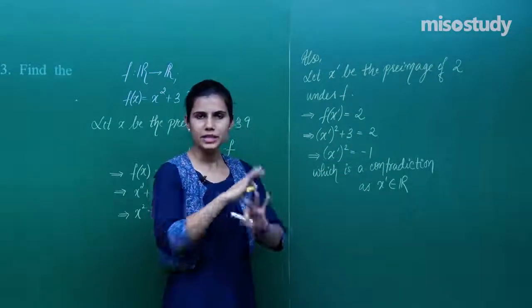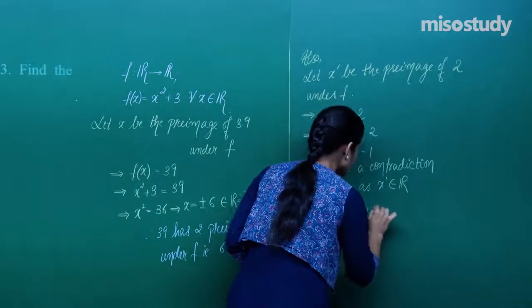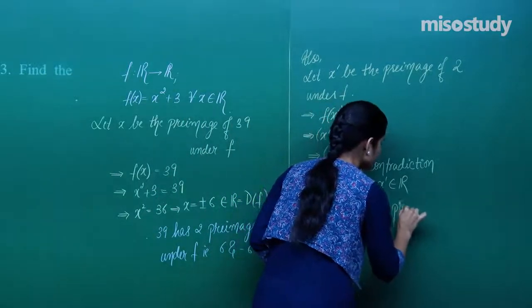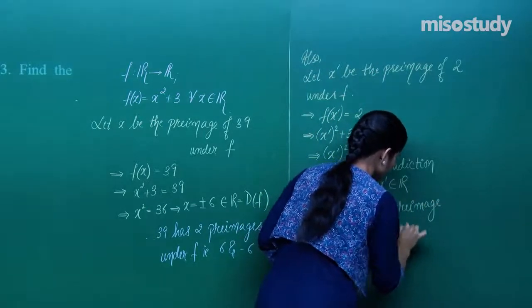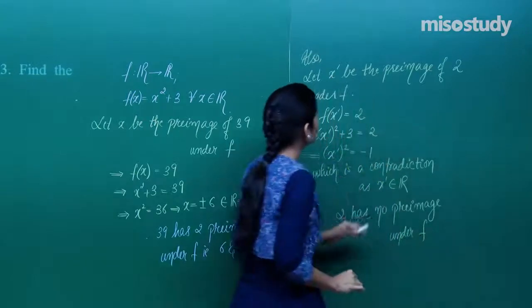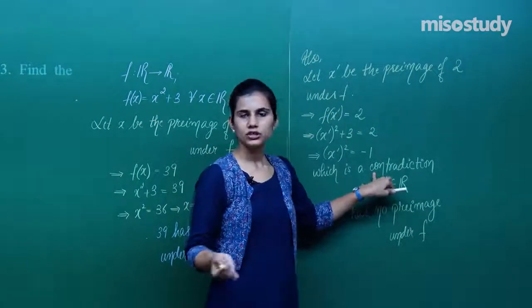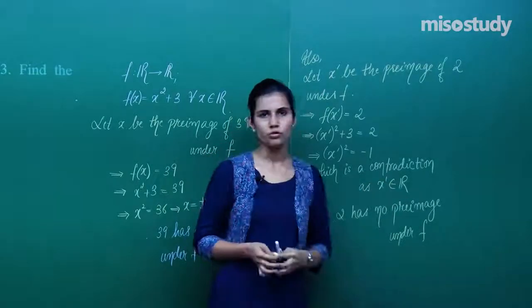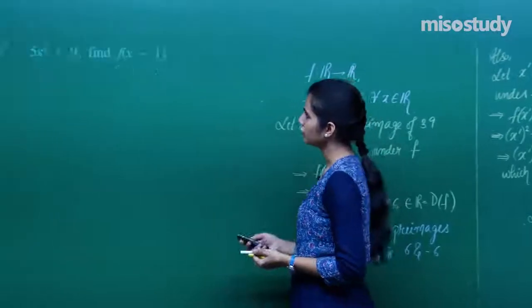That means 2 has absolutely no preimage under f. So this particular assumption of x dash being preimage of 2, that is a contradiction, it's wrong, and therefore 2 has no preimage. So 39 has two preimages, 2 has absolutely no preimage.